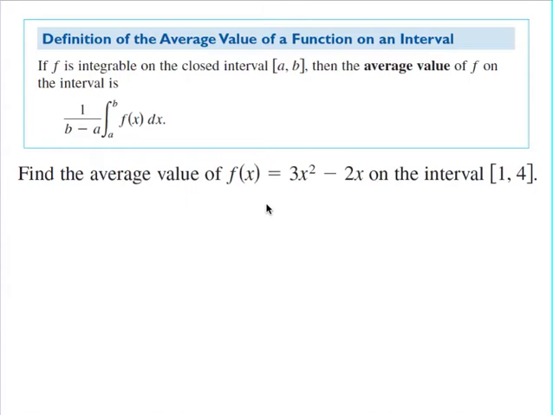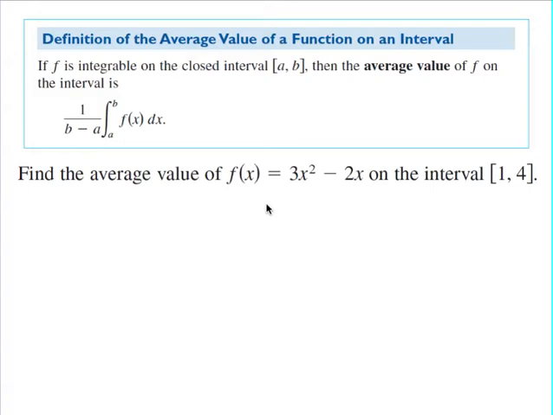So today we're going to talk about average value, and we're going to finish up section 4.4 with this. So first of all, average value. If f is integrable on the closed interval a to b, then the average value of f on the interval is given by 1 over b minus a, and then the integral from a to b of f of x dx.